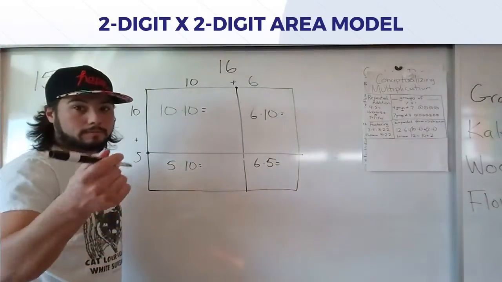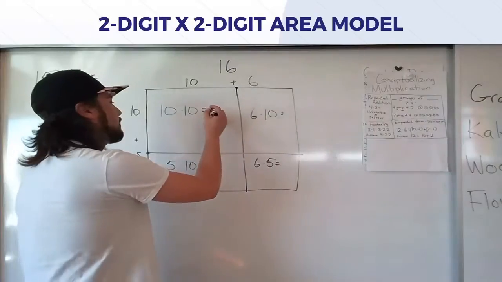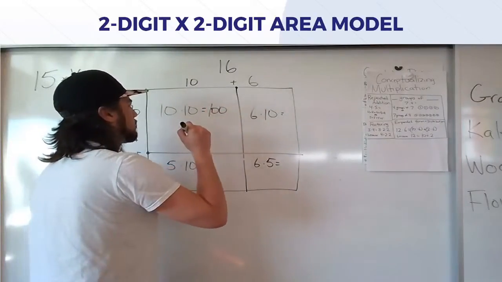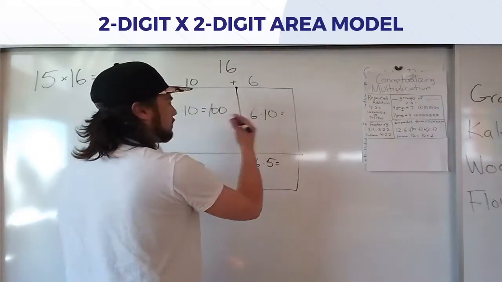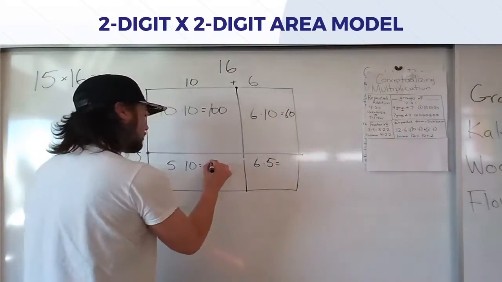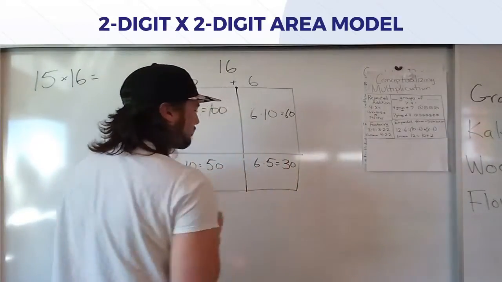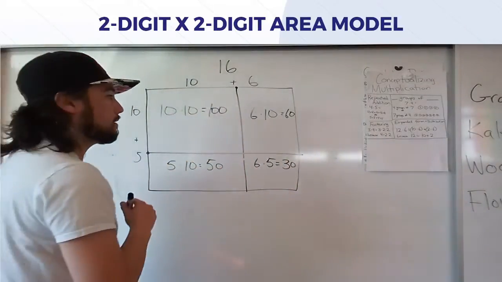So let's do that. Some of you already did it in the chat because you are very familiar or you've been practicing on your own, which that's some extra work there. 10 times 10 is 100. 6 tens is 60. 5 tens is 50. 6 times 5 is 30. And then we'll add them up.